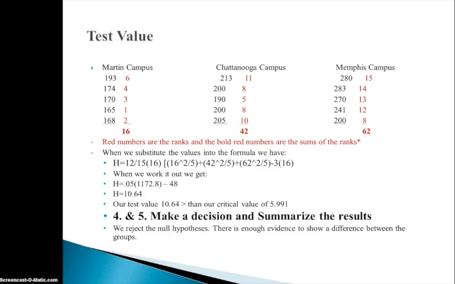Step 4 and 5 is to make a decision and summarize these results. We reject the null hypothesis. There is enough evidence to show a difference between the three groups.